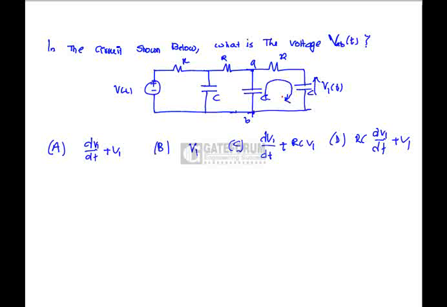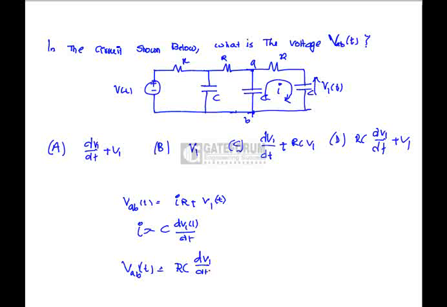In this loop, we will get the voltage across VAB. Suppose VAB of t equals IR plus V1 of t. Here I we can write as C dV1 of t by dt. Hence VAB of t is nothing but RC dV1 by dt, because V1 is a function of t, there is no need to indicate separately. So option D is correct.